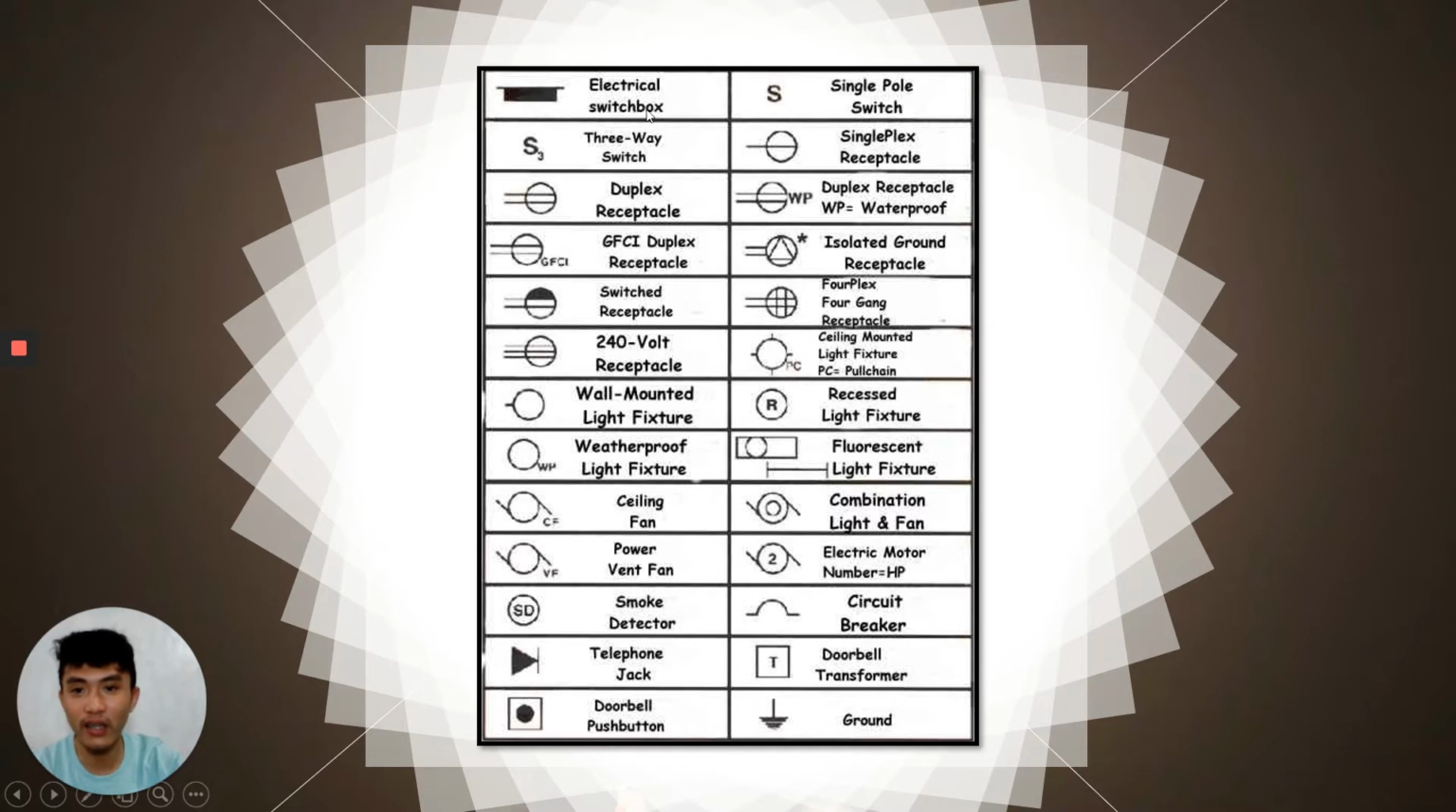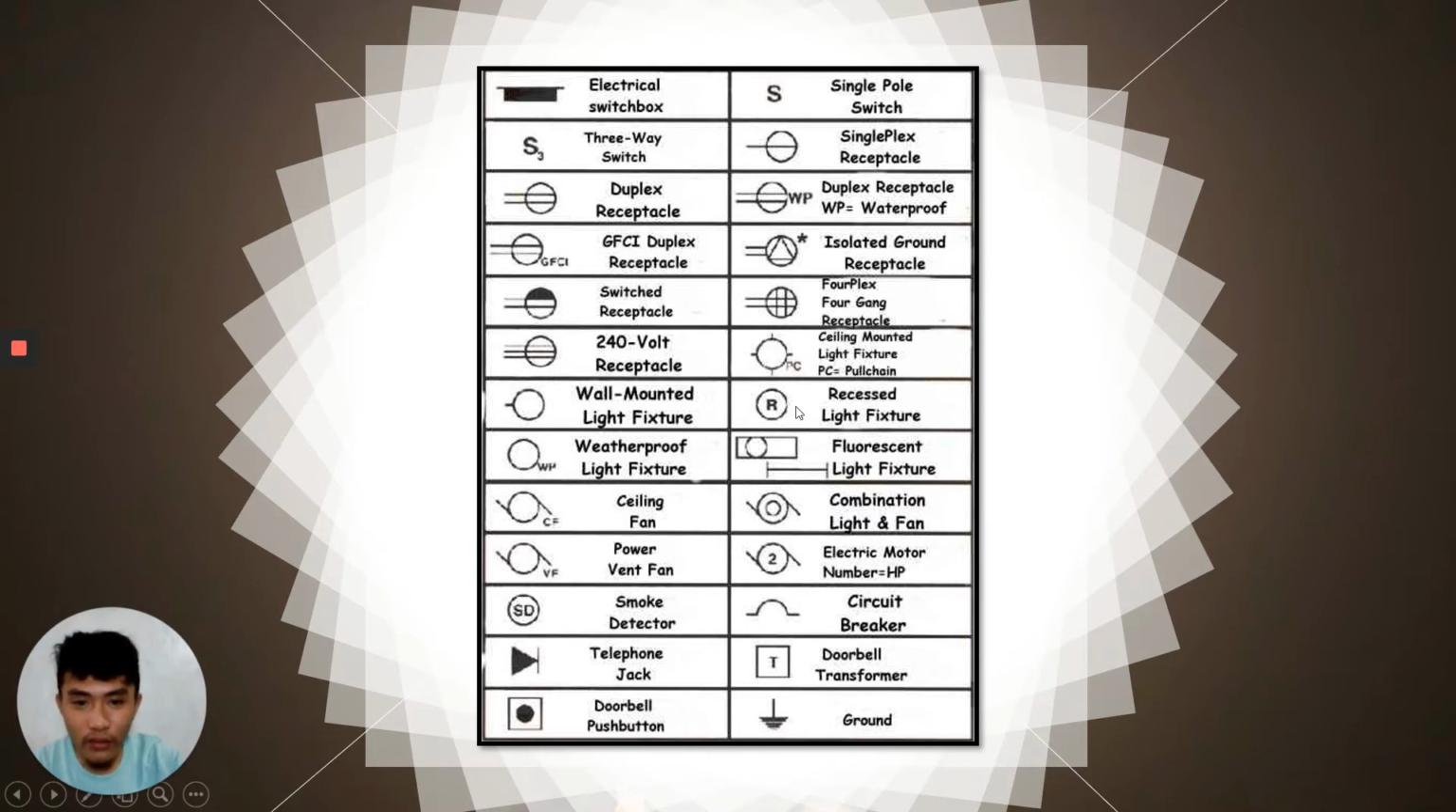This is how an electrical switch box looks like. This is for the three-way switch with an S3, the duplex receptacle, so on and so forth. And we also have right here the ground. If you wish to put a ground in your house, this is how the symbol looks like. We also have the doorbell with a letter T and the circuit breaker. And we also have the switch pole. The switch pole is very important because this is where your switch is going to be placed.